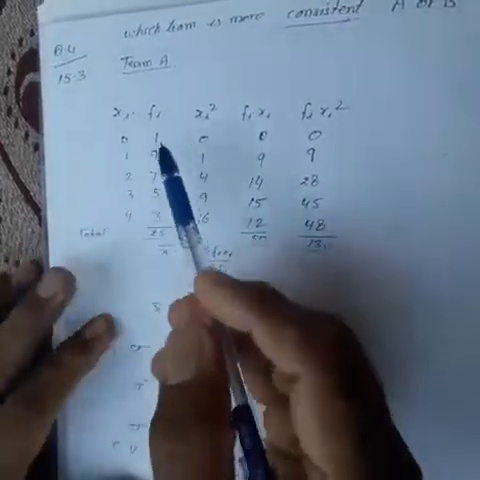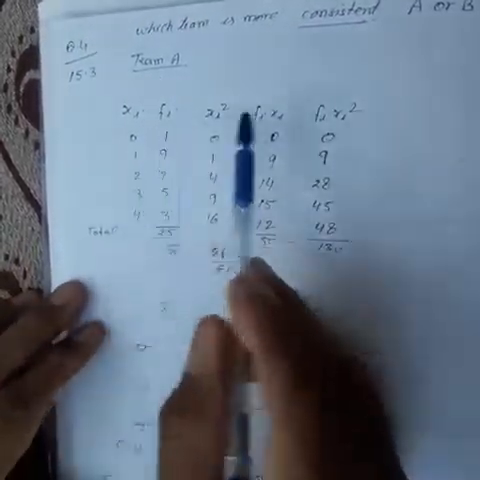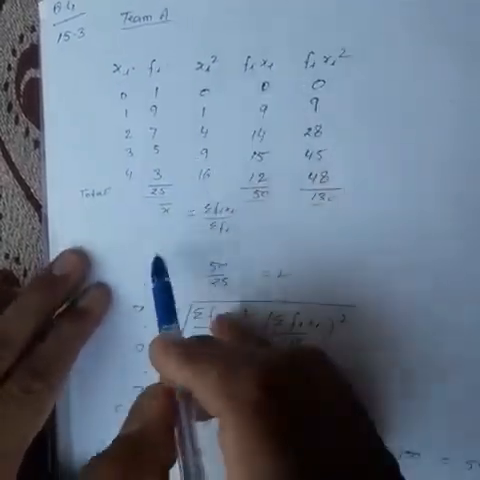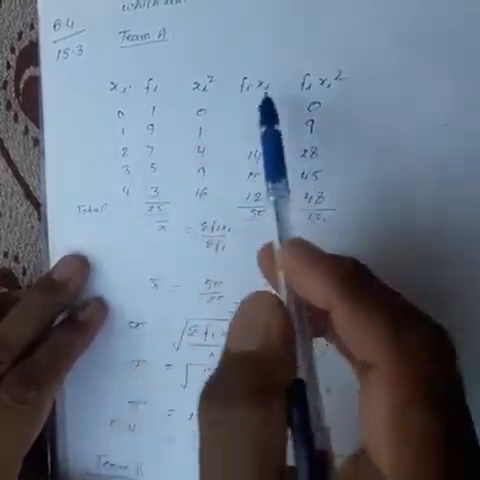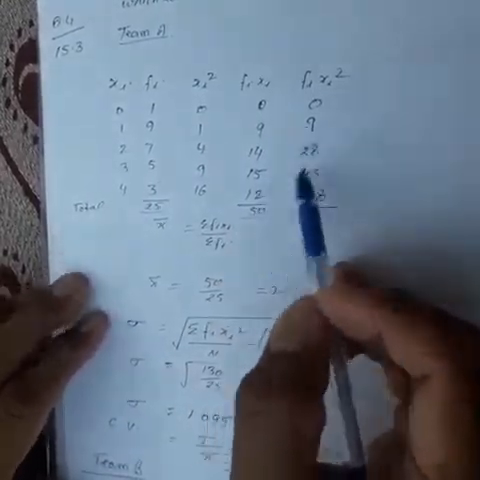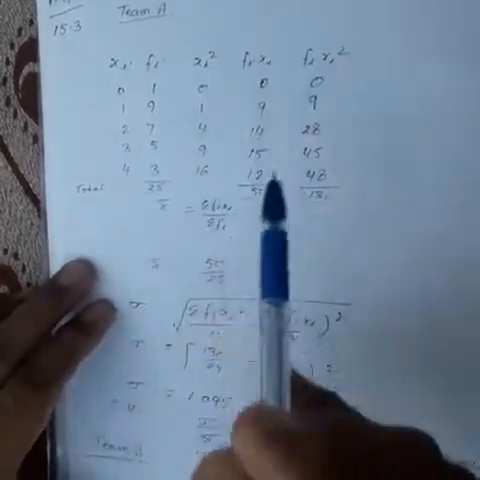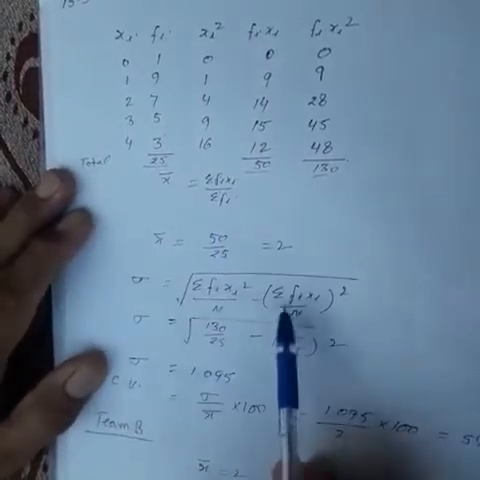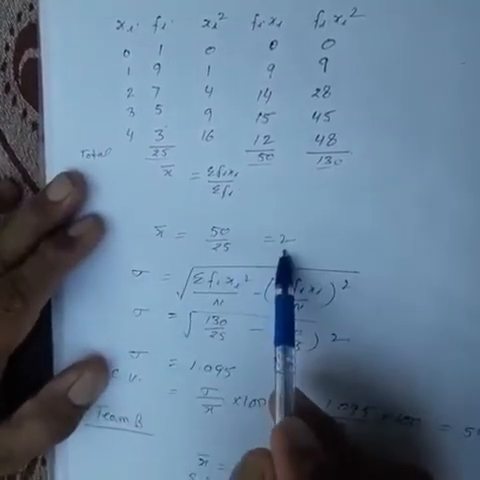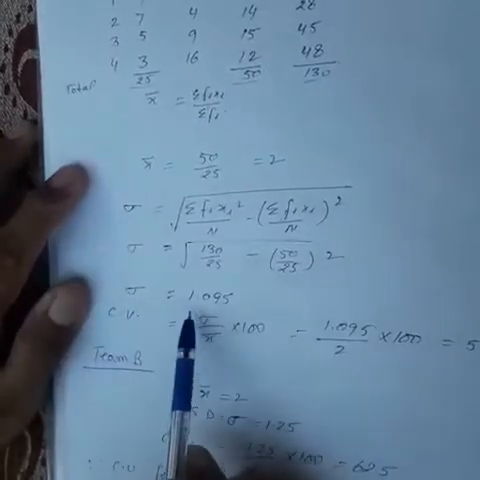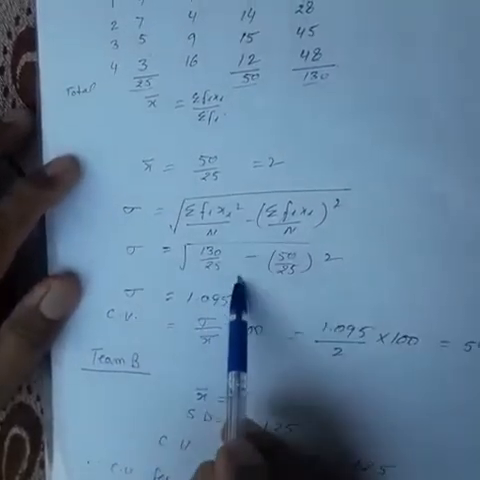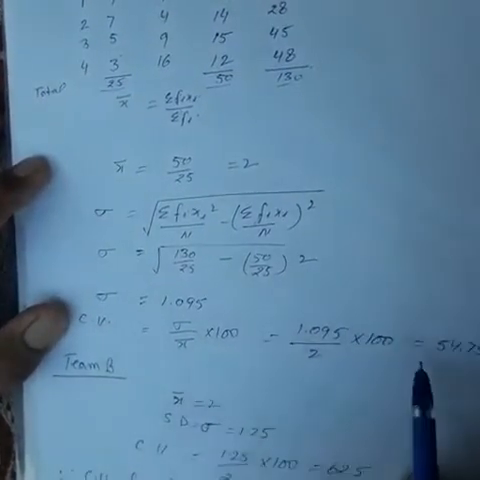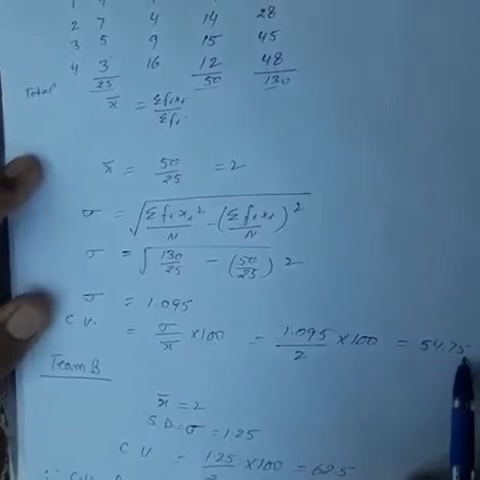So this is for team A, this is the data given, xi and the corresponding fi. To find the coefficient of variance, we need fixi and fixi square. So you calculate and then find the mean using this formula. Find the standard deviation, this is the formula. The mean is 2 after calculation. The standard deviation is 1.095 after calculation. And then find the coefficient of variance using this formula, and it is 54.75.